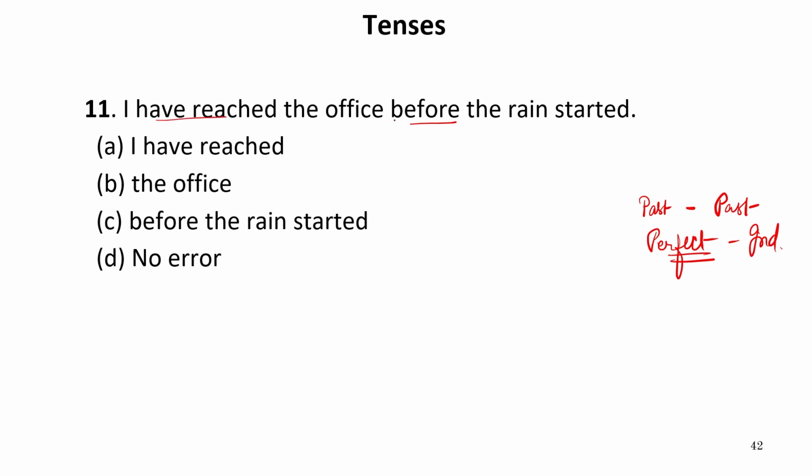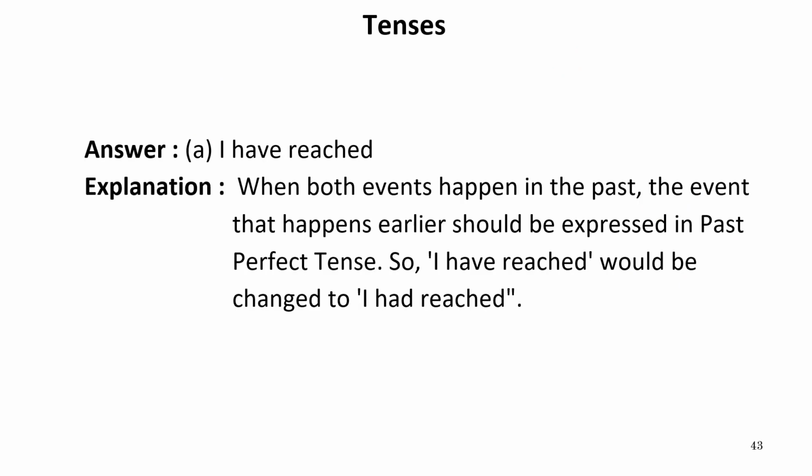So here it is, I have reached the office before the rain started. It means this was the first action, whereas this is the second action. So it should be in past perfect instead of present perfect. So have reached should be replaced with had reached. So the correct sentence will be, I had reached the office before the rain started. So here our answer will be A, because A part contains the error. Here have reached would be changed into I had reached.